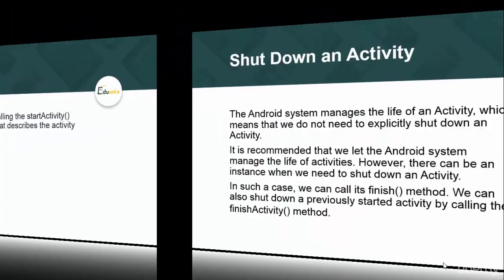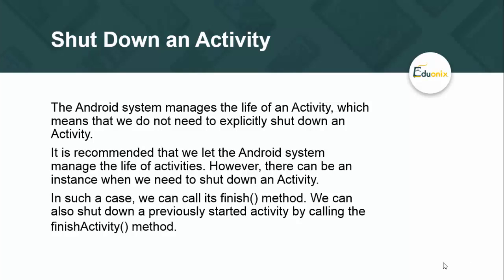The Android system manages the life of an activity, which means that we do not need to explicitly shut down an activity. It is recommended that we let the Android system manage the life of activities. However, there can be an instance when we need to shut down an activity. In such a case, we can call its finish method. We can also shut down a previously started activity by calling the finishActivity method. This brings us to the end of our discussion on activities.